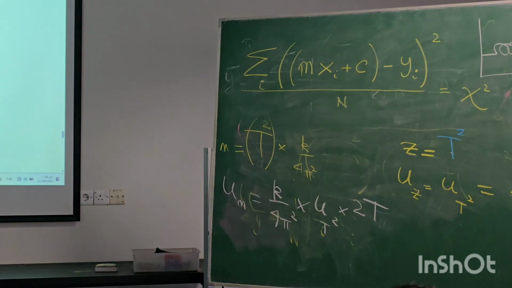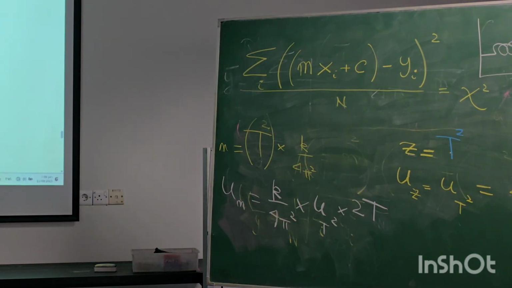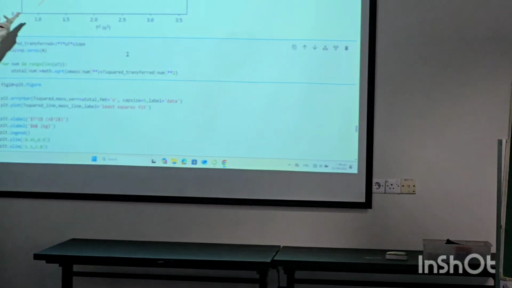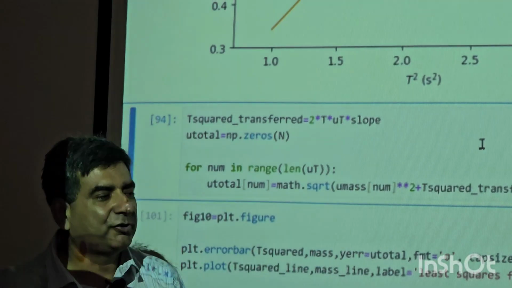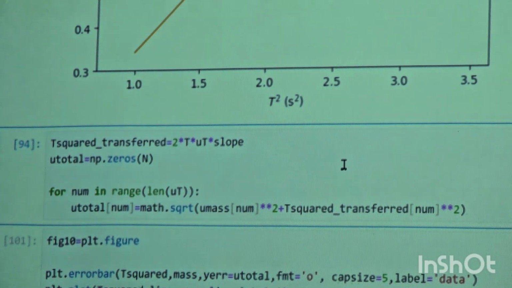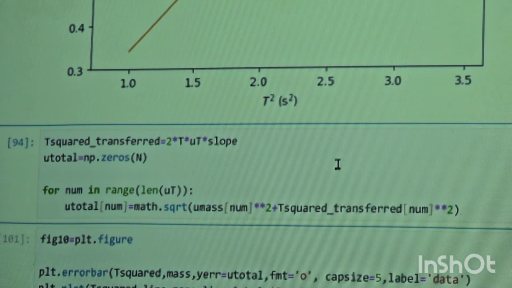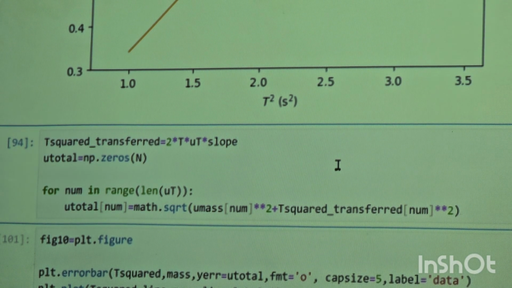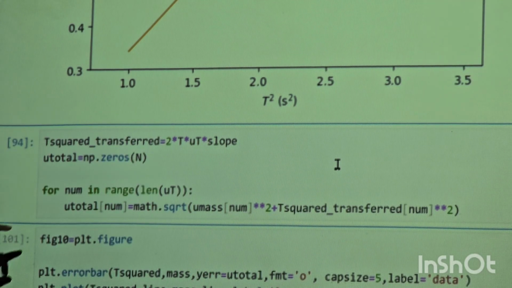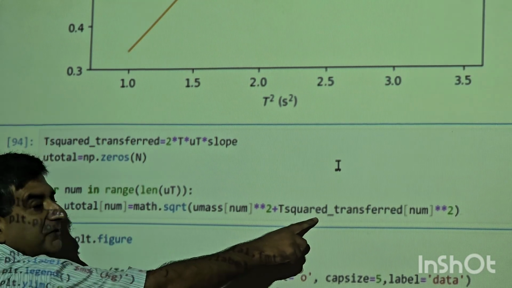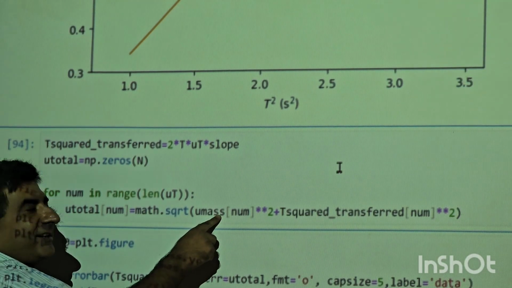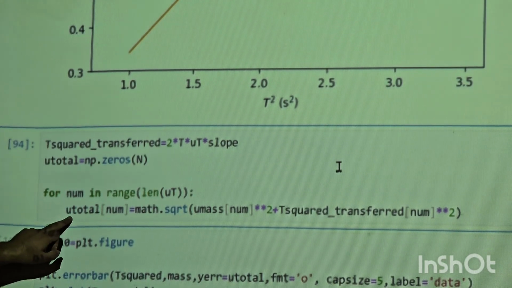So now if I were to do this transfer process, so here this T squared transferred is the original uncertainty times 2t times slope, and I also need to divide by 4 pi squared. In fact, all of this is the slope. K is not the slope, all of this is the slope, so I don't need to divide once again by 4 pi squared. This, all of this is the slope. Okay? So here this is the transfer, and then what I do, I need to square the transfer and the original uncertainty in mass, add them in quadrature to get the total uncertainty in mass.